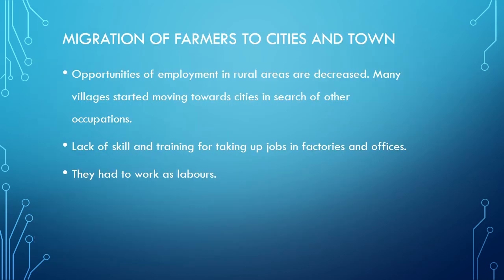Migration of farmers to cities. As the opportunities of employment in rural areas decreased, many villagers, what did they have to do? No work to do, so they started moving from villages towards cities and towns in search of other occupations. These people do not have the skill and training for taking up jobs in factories or offices. They are not that much educated. They are illiterate or semi-literate. So they had to work as laborers in construction sites or as rickshaw pullers or some other work. Some of them won't have any work, or they even started begging.